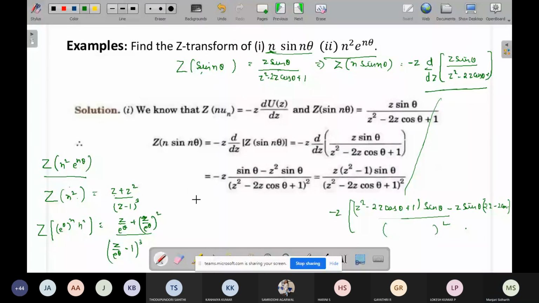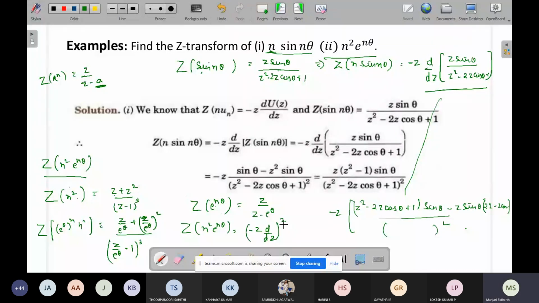Another way is, we know e power n theta means e power theta power n, that means z over z minus e power theta. Okay, directly I have used the z transform of a power n is z over z minus a. So here a is e power theta. Now because it is multiplied by n square, that means minus z d by dz power 2 on this.